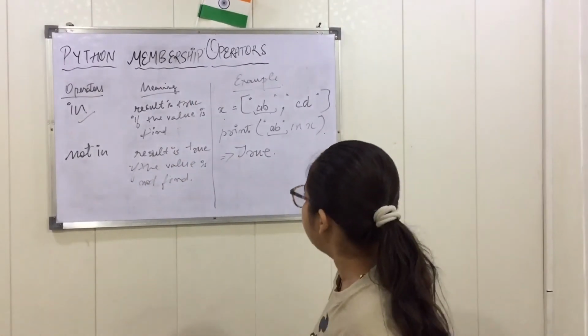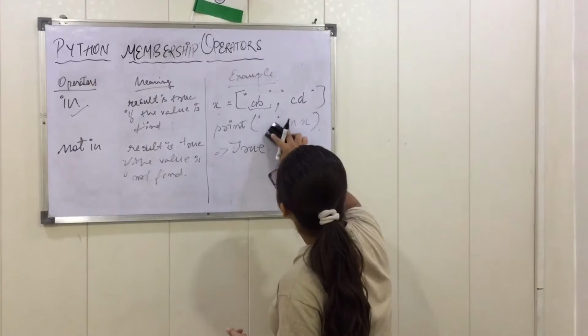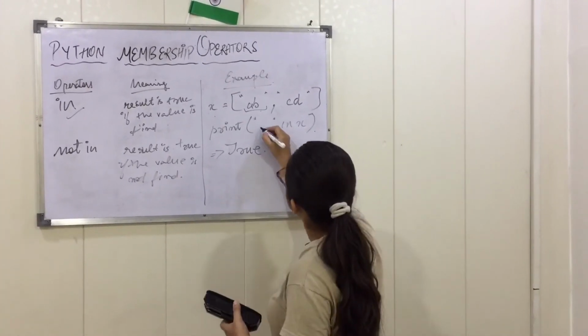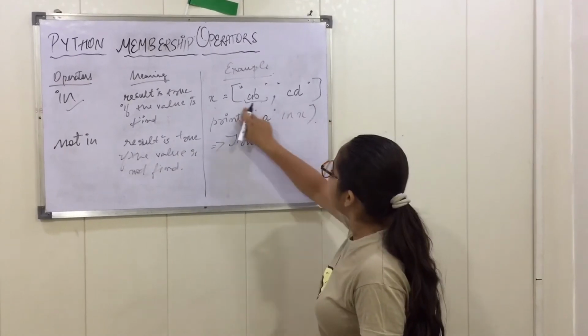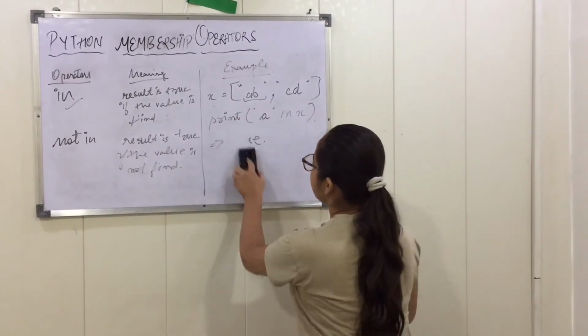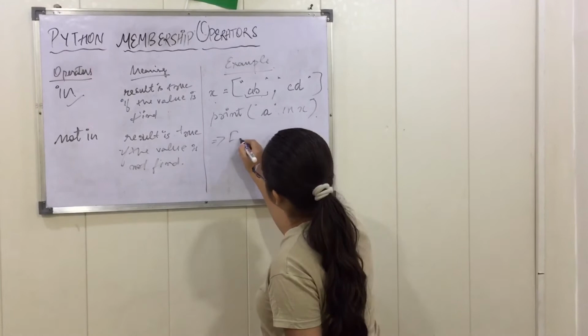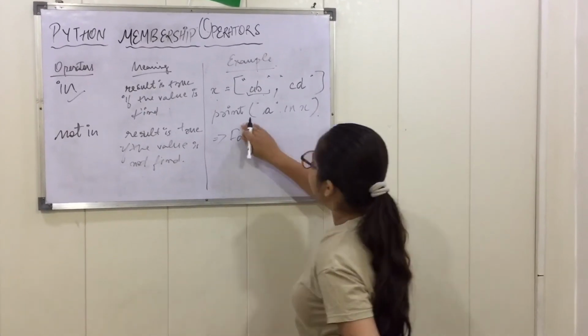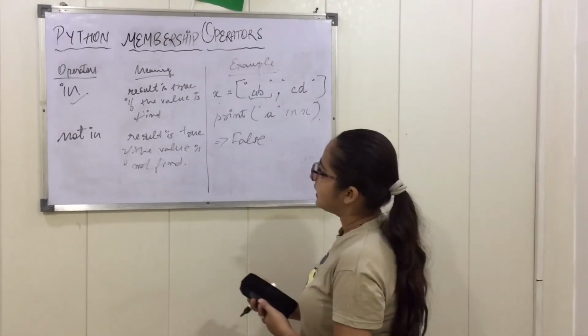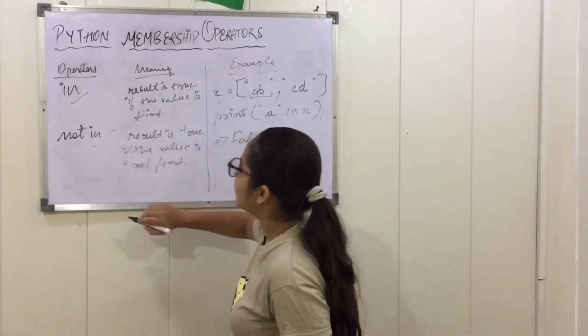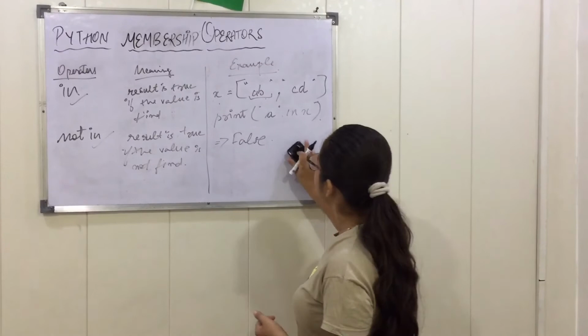The second example: if I write that only A is in X, there is no single A present, so the answer will be false, because the operator could not find the A value in X.